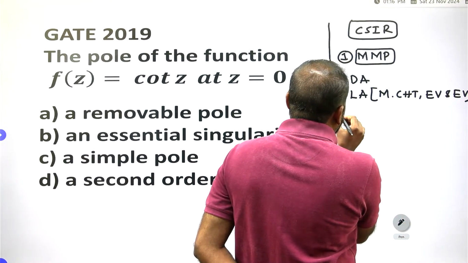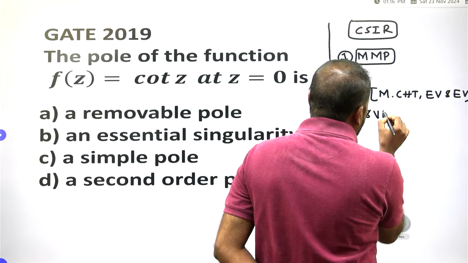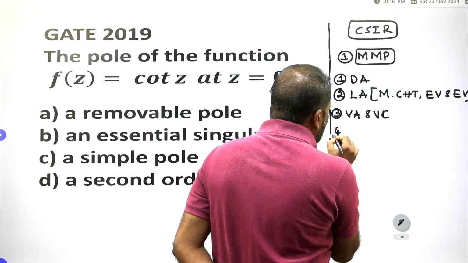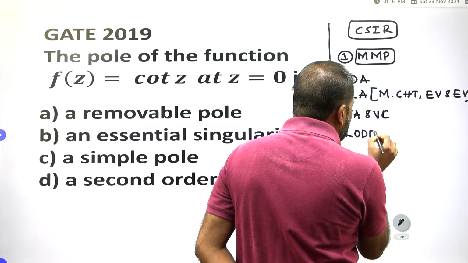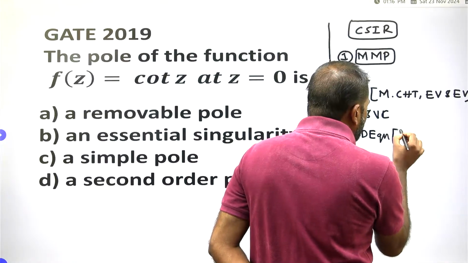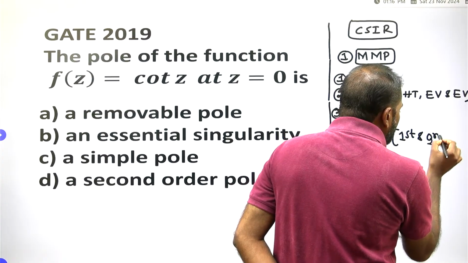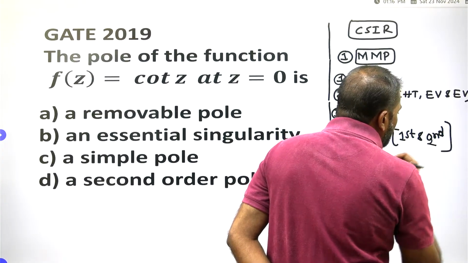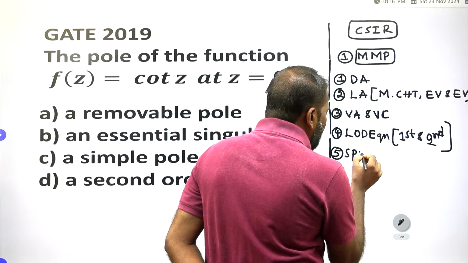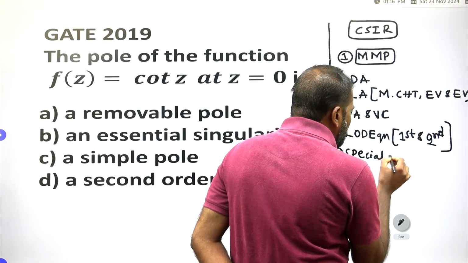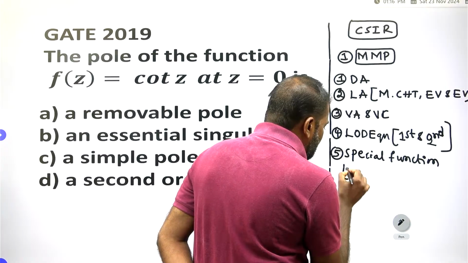The third one is vector algebra and vector calculus. The fourth one is ordinary differential equations, linear ordinary differential equations of first order and second order. Now the fifth one is special functions. According to CSIR mathematical methods of physics, four special functions are there.